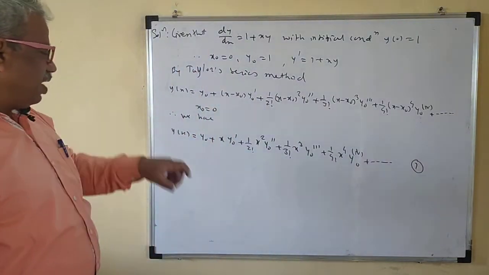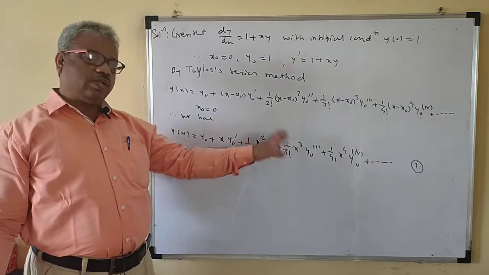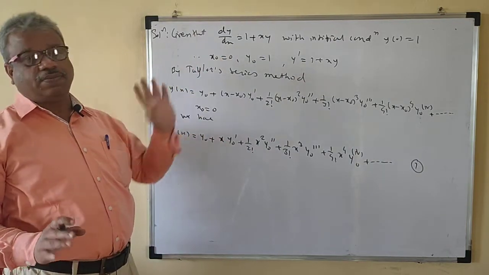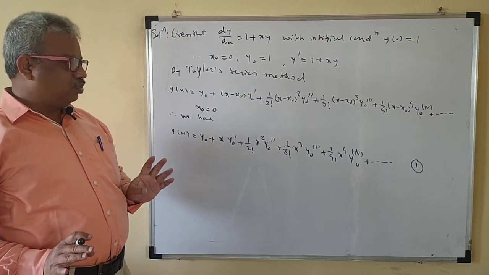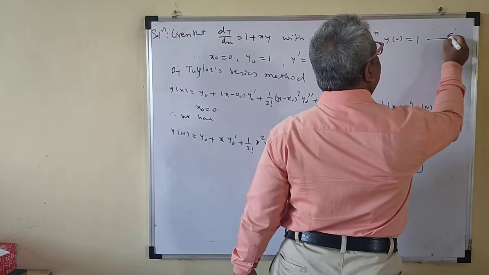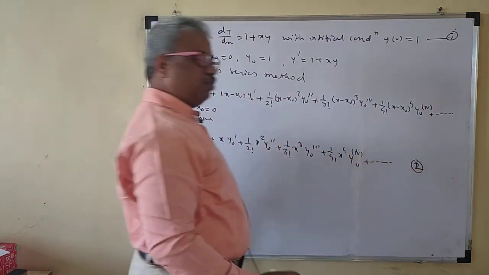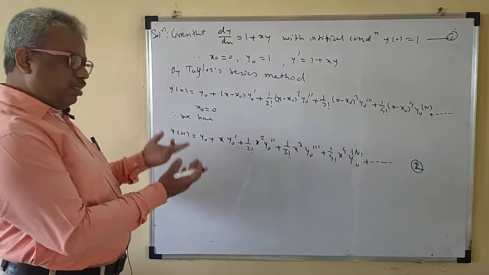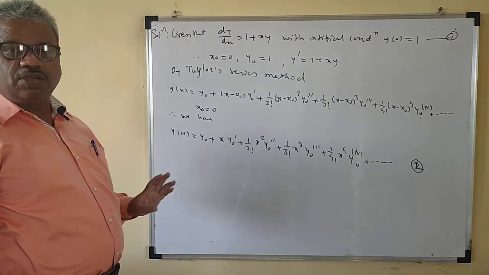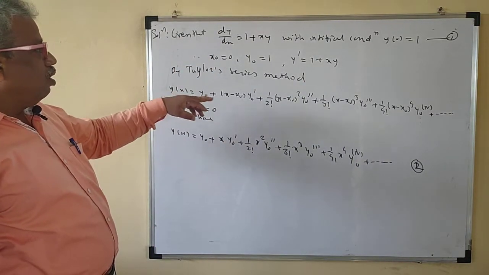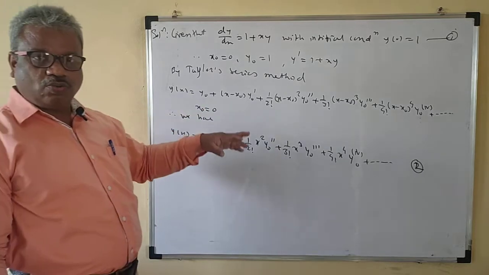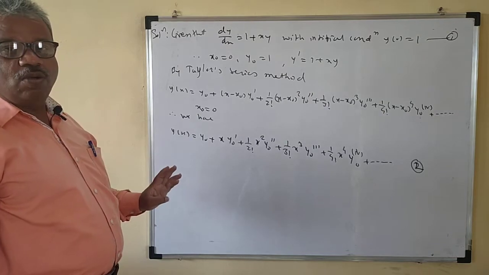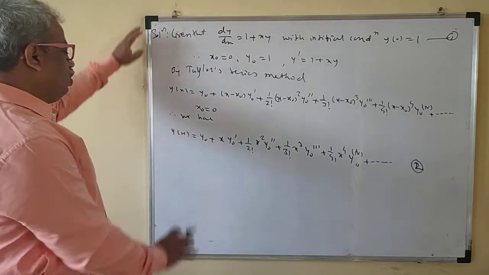Now I am interested in finding the values of y naught prime and so on. I will put these values in this series and I will get a solution of the given differential equation. I will call the differential equation 1 and this series 2. So I will find the values of y naught prime and the rest, put them again in 2, and get the solution of the differential equation 1. If I put x is equal to 0.1 everywhere, I will get the value of y at 0.1.